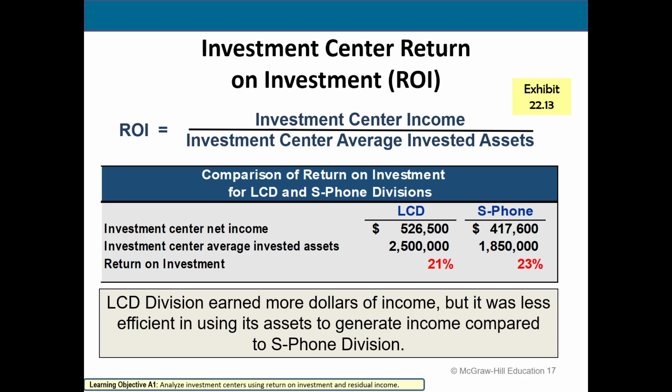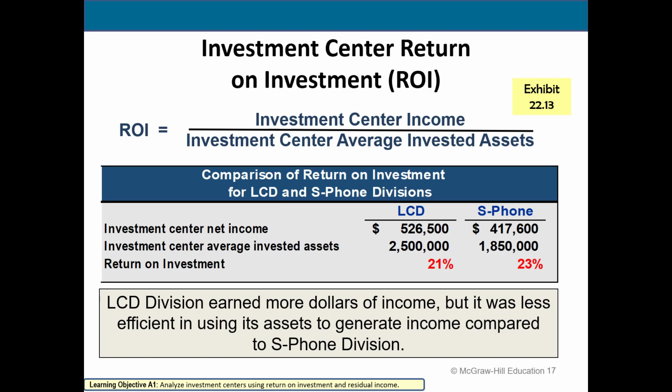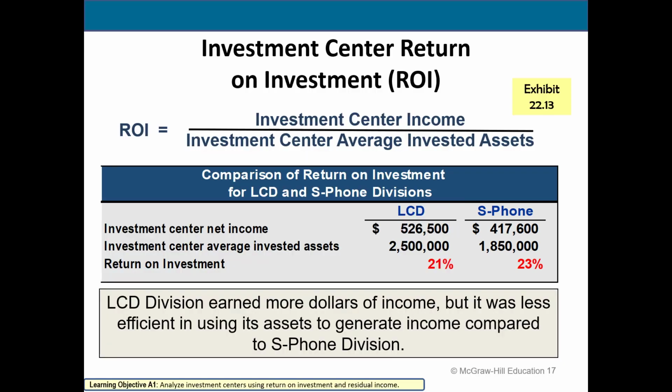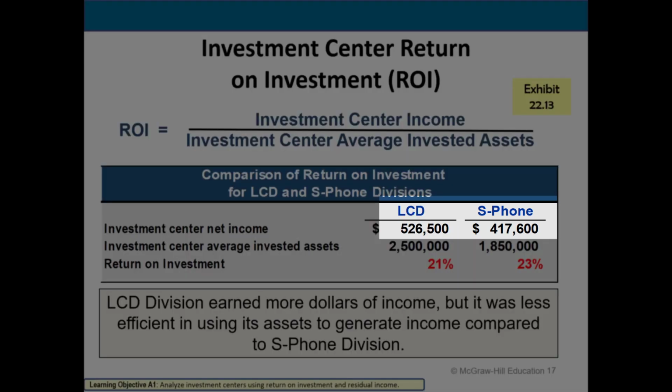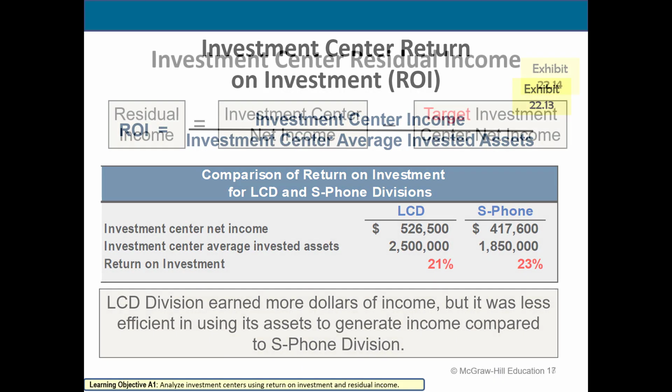Based on this information, we determined that the ROI for LCD is 21%, which is the investment center income divided by their average invested assets, and the ROI for S-Phone is 23%. So the LCD division actually earned more income, but it was less efficient in using its assets compared to S-Phone.